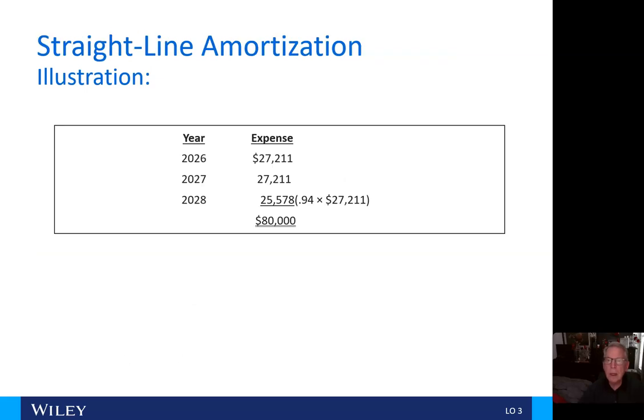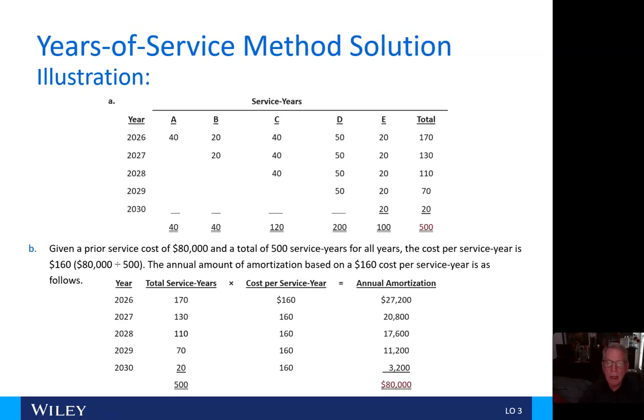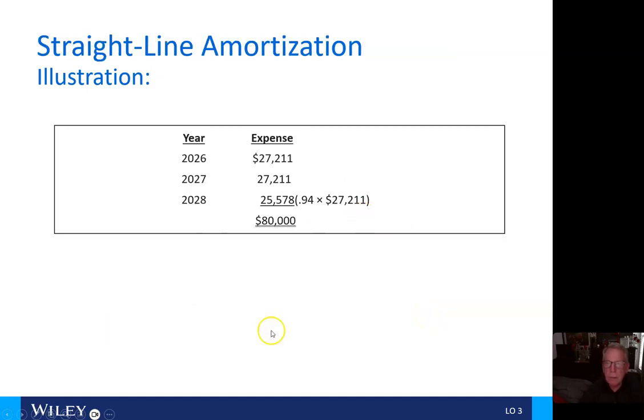$80,000. Now, I've got $80,000, and here my expense is $27,211. And we get that expense, and for 2027, $27,211. And then for 2028, we take 94% of $27,211 to get $80,000 expense here. Okay.